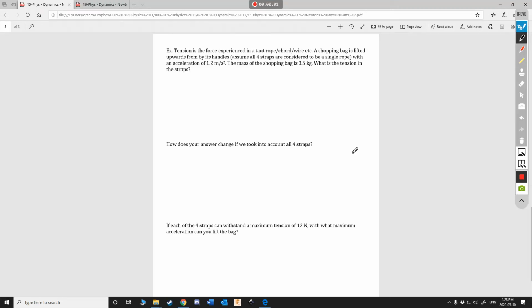Here's the next example. Tension is the force experienced in a taut rope, cord, wire, etc. A shopping bag is lifted upwards by its handles. I don't know if you've ever had to carry a heavy bag of shopping groceries before, but sometimes you'll notice that the handles actually rip.